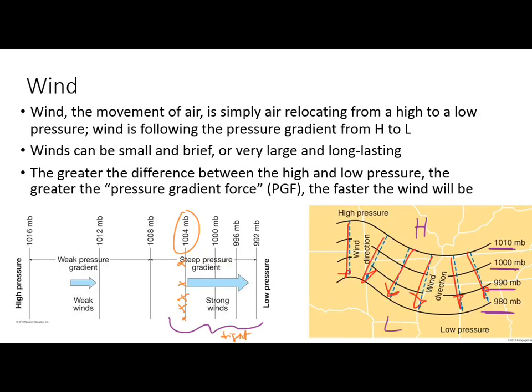If the spacing is tight, you don't have to go very far, in this case, to get a 4 millibar change. It's like falling off a steep cliff instead of falling off a hill. Over there on the left, these are wide isobars, or wide spacing. That means you're still going to have air relocate from a high to a low pressure, but it's not going to be as strong.